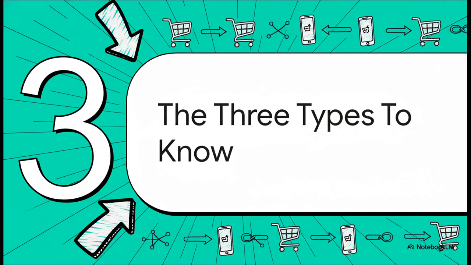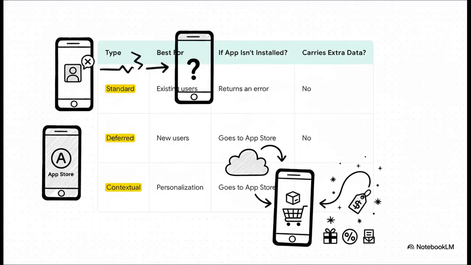Okay, but it's not quite that simple. Not all deep links are created equal. And using the right one for the right situation is absolutely key. So let's break down the three main types you're going to be working with. So it's all about choosing the right tool for the job.